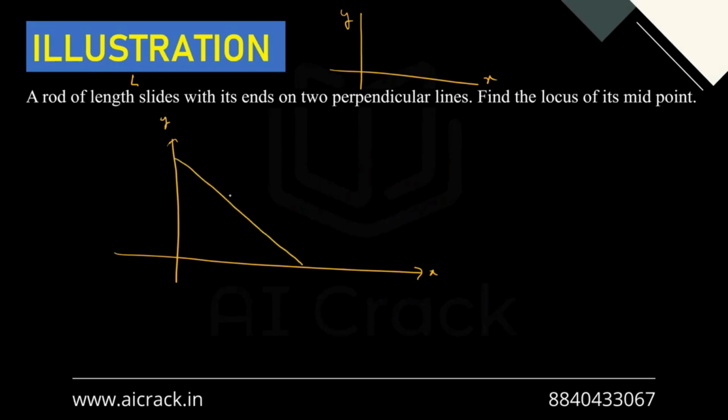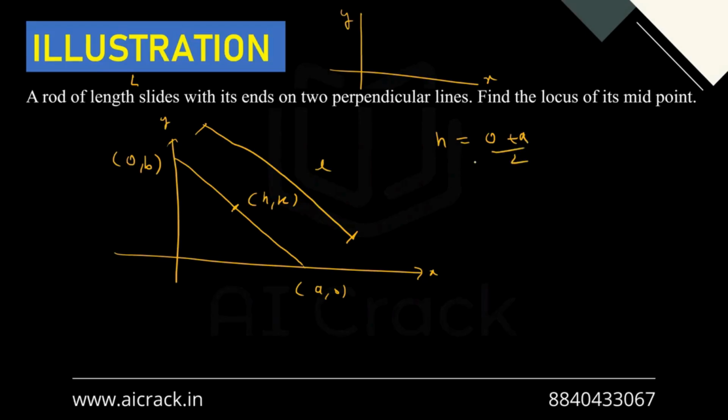Let's say this is our rod and this is the midpoint, and we have to denote it with h and k. Okay, now this length is L. Let's say this point is a comma 0 and this point is 0 comma b. Now with the help of midpoint theorem I know that h equals to 0 plus a by 2, right? So basically a equals to 2h. Similarly, b plus 0 by 2 equals to k. So that would give me b equals to 2k, right?